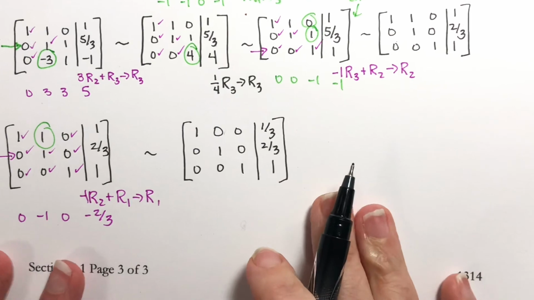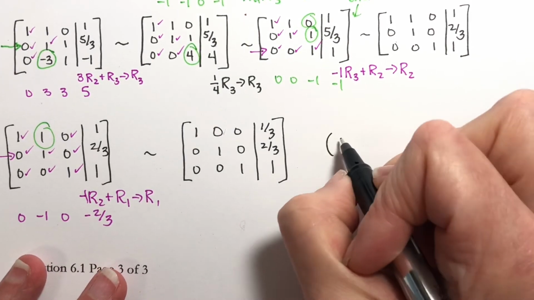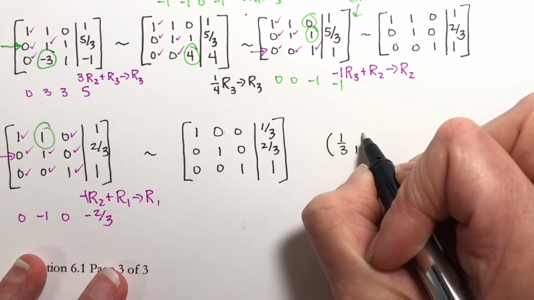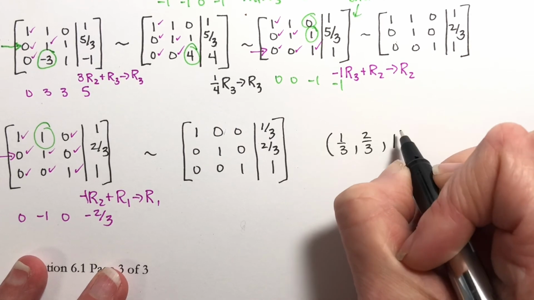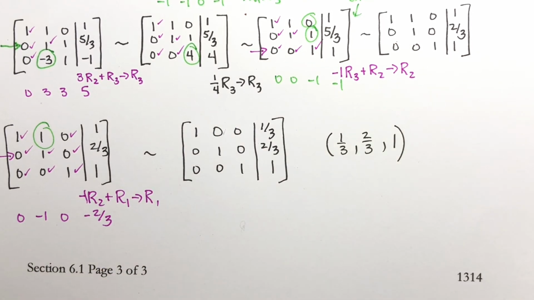Okay, now we have our answer. Our answer is 1/3, 2/3, 1. With practice, these things get very, very fast. You are doing the same thing over and over again. It's a bit like learning how to type. Once you've got it down, you're going to fly, okay? And we are practicing with smaller matrices so that if you go on, you will be able to handle the larger ones.